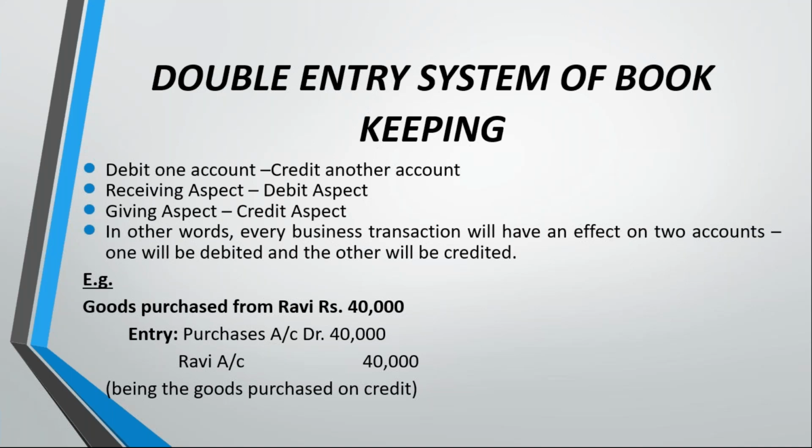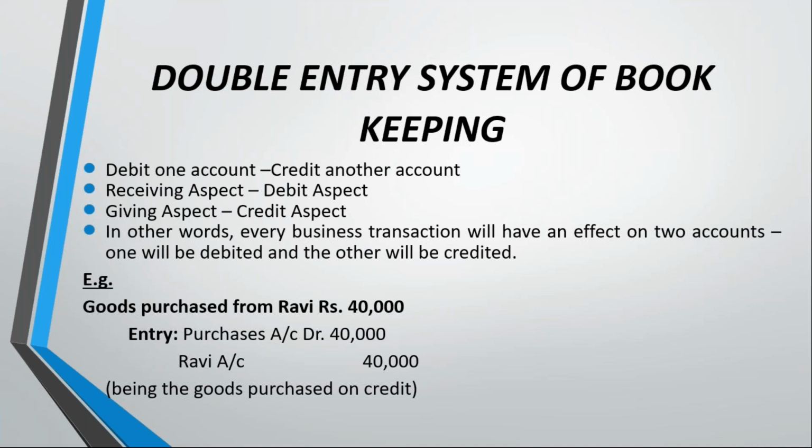So every business transaction will have an effect on two accounts, where one account will be debited and the other credited. Here I've given a small example. Goods purchased from Ravi, 40,000. Assuming that this purchase is a credit purchase, where no payments are involved for the purchase, right? So we debit the purchases account and we credit Ravi's account, right?